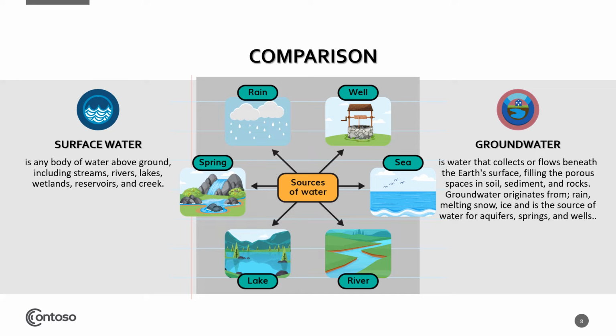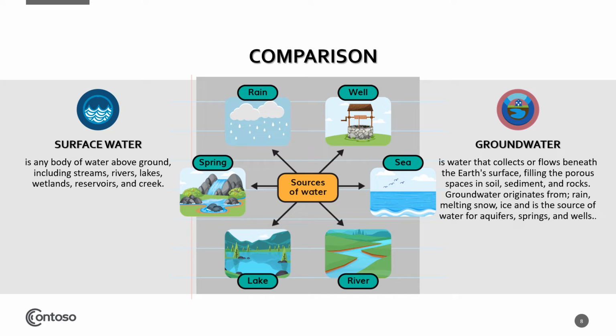First one, surface water is any body of water above the ground, including streams, rivers, lakes, wetlands, reservoirs, and creeks. Also, it is naturally replenished by precipitation and naturally lost through discharge to the ocean, evaporation, evapotranspiration, and subsurface.